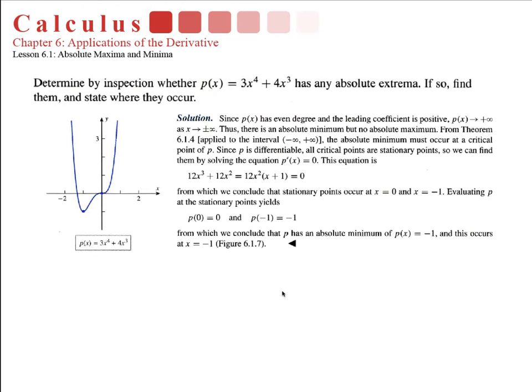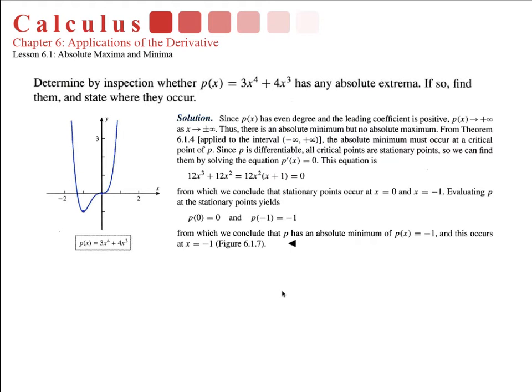So here's the solution. Since the polynomial has even degree and the leading coefficient is positive, this means that the polynomial goes to positive infinity in both cases as x goes to positive or negative infinity. Thus there has to be an absolute minimum, but no absolute maximum. From theorem 6.1.4, applied to the real line, the absolute minimum must occur at a critical point of the polynomial.